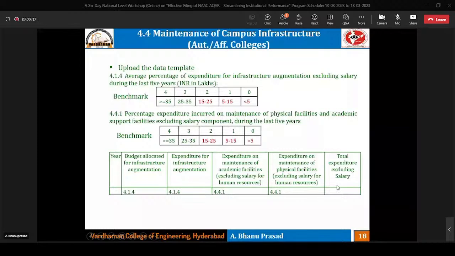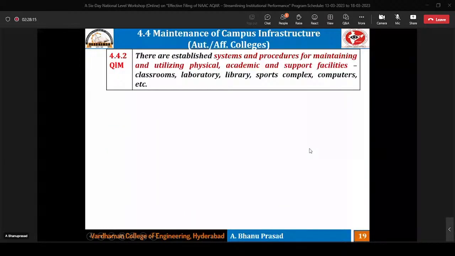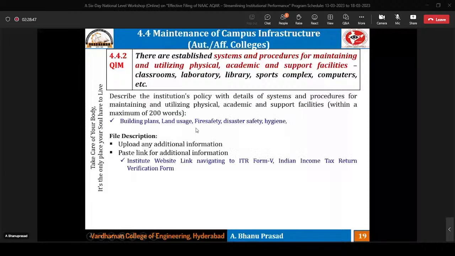And as I said, to maintenance, again, even though we have a facility, it is to be maintained properly. So that's what. Take care of your body. It's the only place your soul has to live. So even though we are rightly and properly utilizing the teaching learning process, annual maintenance is most important. So we have to establish the standard operating procedures and they should be uploaded in the websites of the respective institutions.